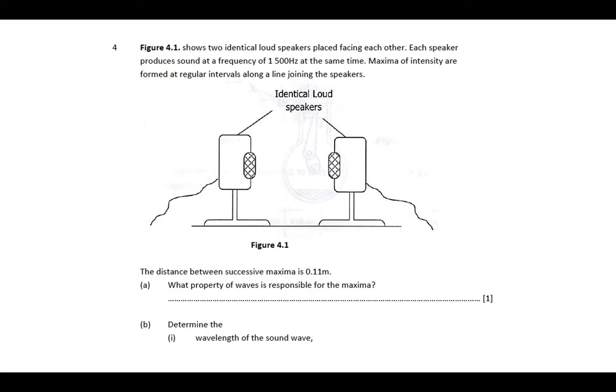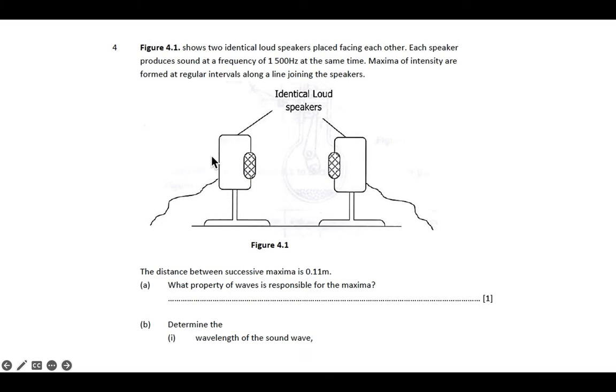The question states in question 4, figure 4.1 shows two identical loudspeakers placed facing each other. Each speaker produces sound at a frequency of 1500 Hz. At the same time, the maxima of intensity are formed at regular intervals along a line joining the speakers. So we have speakers which are facing each other.